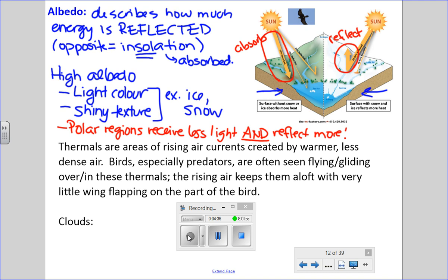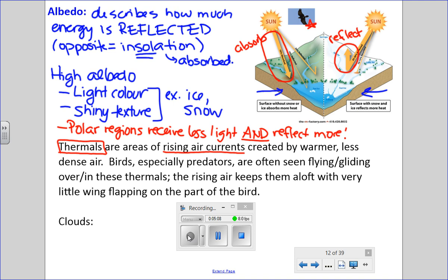Now, what does this mean for living organisms? You'll see on this picture on this side, I drew a bird. I didn't draw one. I found a picture on the internet and pasted it here. And here's the reason why. When an area absorbs more of the sun's energy, it creates thermals. That's rising air currents created by warmer, less dense air.